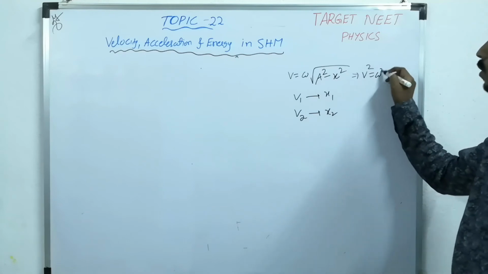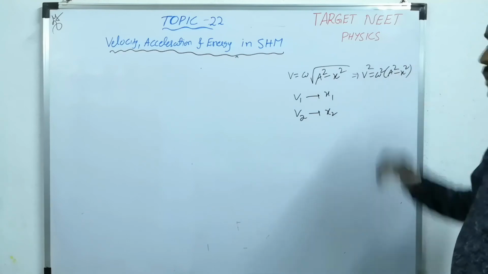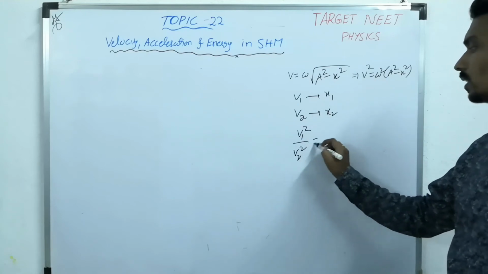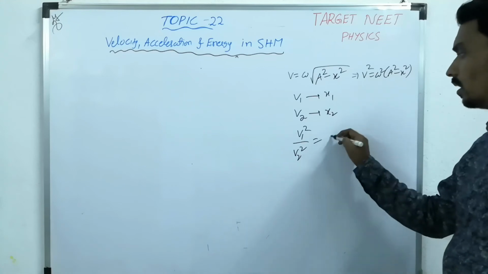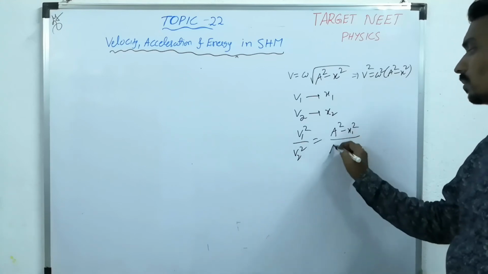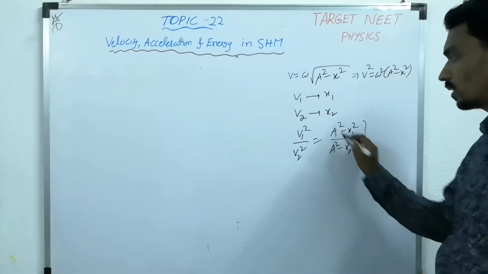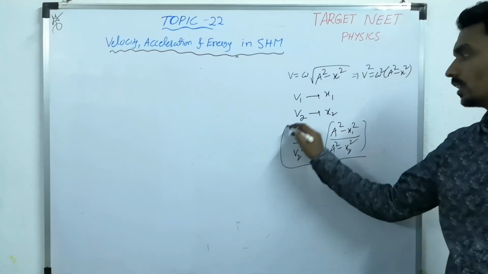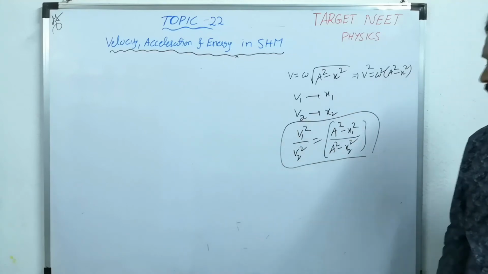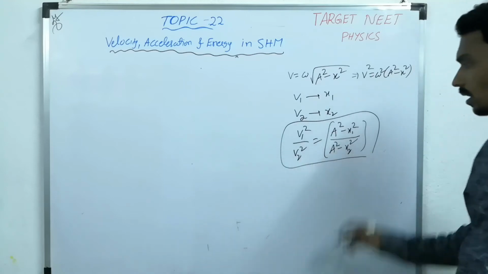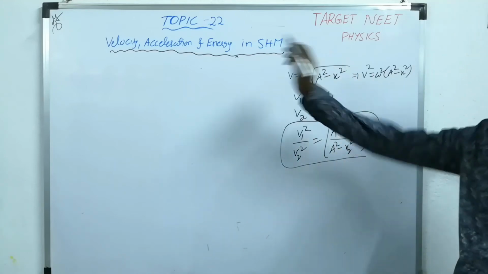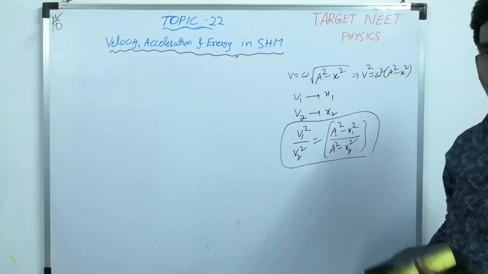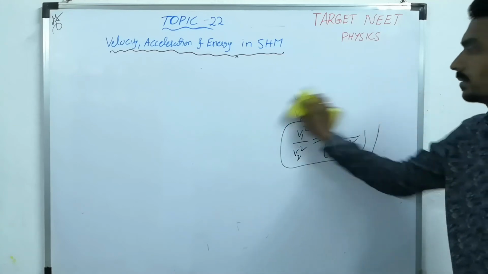V square equal to omega square times a square minus x square. Then if you compare this, v1 square by v2 square equal to, omega gets cancelled, a square minus x1 square by a square minus x2 square. Substitute and then go for cross multiplication so that you will get the amplitude relation. So this is the way you can solve the questions related to velocity. Some other types of questions they will also ask related to energy. But first let us understand what the energy is.